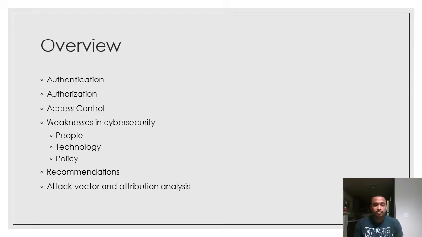So the first thing we're going to go over is authentication. Next, authorization. After that, it'll be access control, followed by weaknesses in cybersecurity, which will be further broken down into people, technology, and policy. Then we'll be going over recommendations we can make to improve our cybersecurity, and also going over attack vector and attribution analysis.